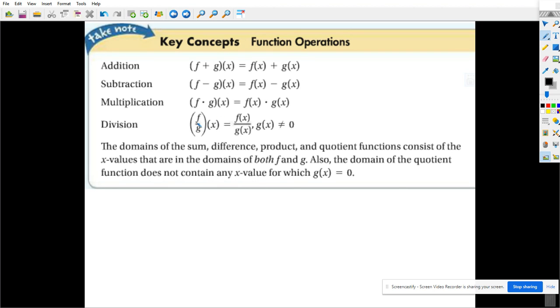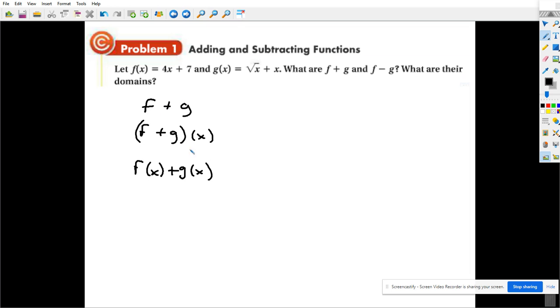Now, sometimes you can't even do anything. Like I can't multiply a radical times a number. I can just set them next to each other. So there's actually no math to do. So I want to look at a couple of examples, and this is just kind of the different notation right here. Okay, f plus g is the same thing as f plus g in parentheses of x. This does not mean x times these, okay? This is how I like to write it, f of x plus g of x.